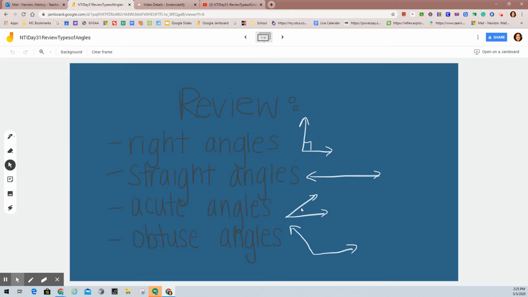Acute angles, that is anything less than 90 degrees. They're really cute. They're tiny. So some different shapes that have acute angles is a triangle and a trapezoid. Obtuse angles, they are big. They're bigger than 90 degrees, less than 180. And we looked at how a trapezoid also has obtuse angles, and a hexagon has 6 obtuse angles.